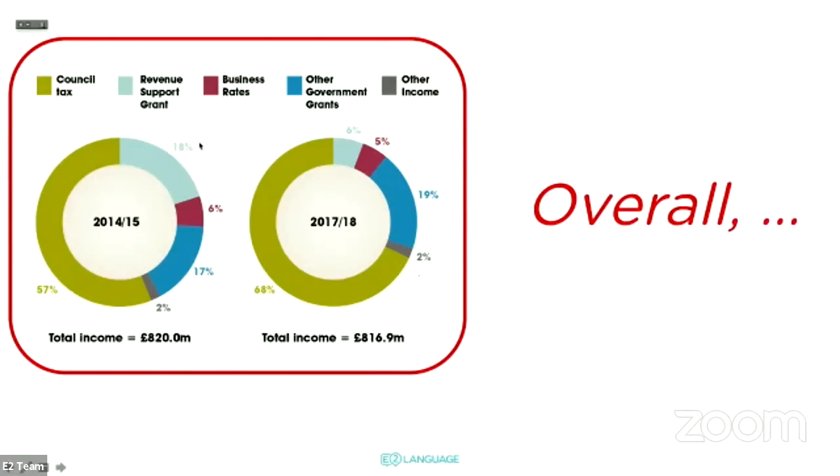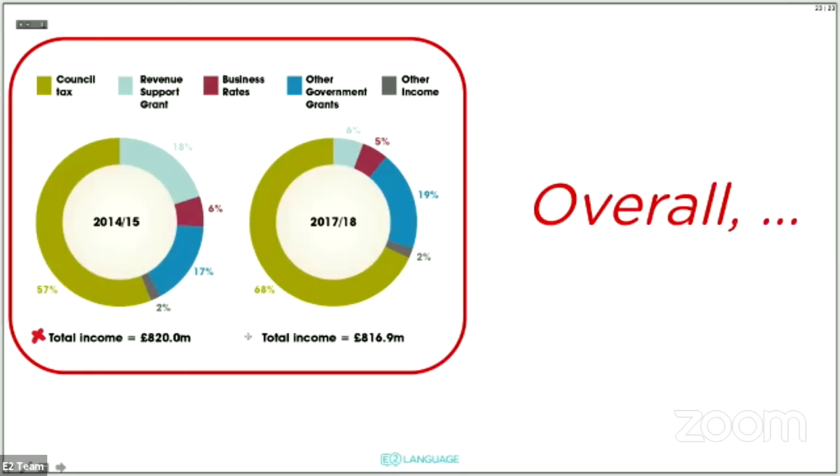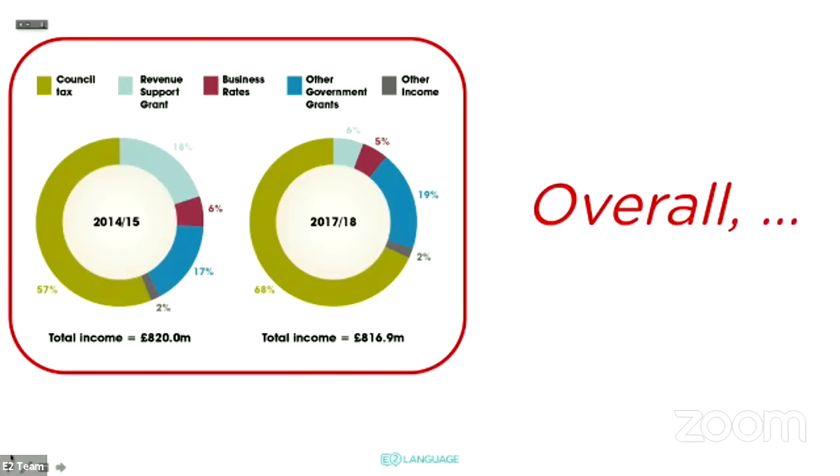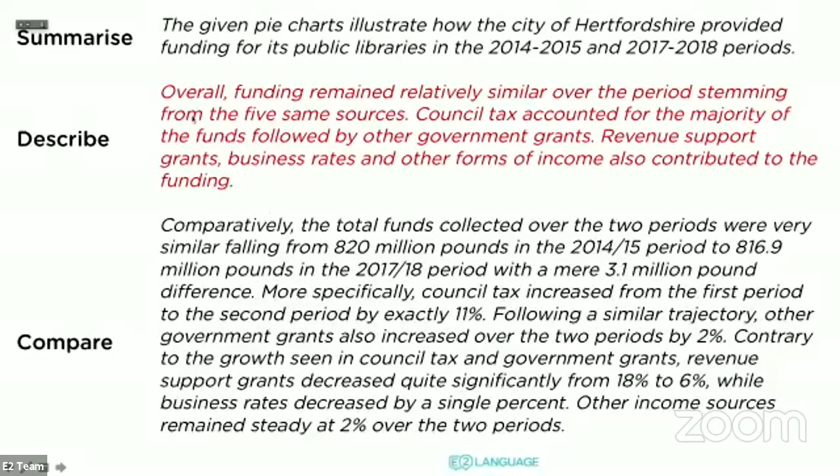So really, what's happened here? Well, they've remained pretty similar. There aren't many big differences. And the other way to look at this is you should see this total income here, £820 million, £816.9 million. So let's go back to my sentence here. I said overall, the funding remained relatively similar over the period, stemming from the 5 same sources.